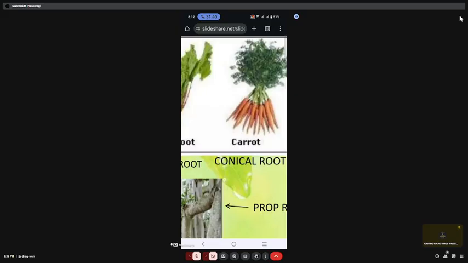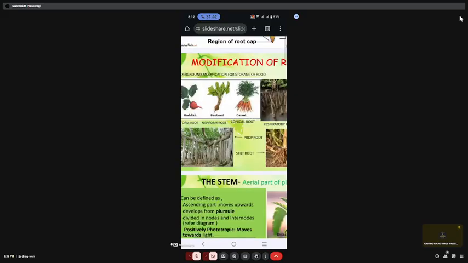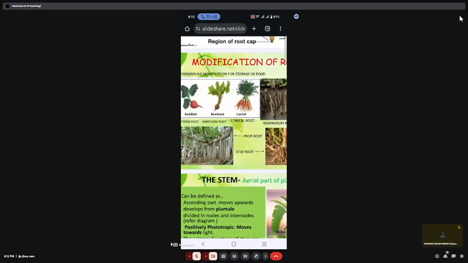So what is a root modification? The roots undergo permanent structural changes to perform a particular function, which is called modification. The roots show structural changes to perform a particular function, which is called a modification. There are different types of modifications we have. The roots get modified to store the food.